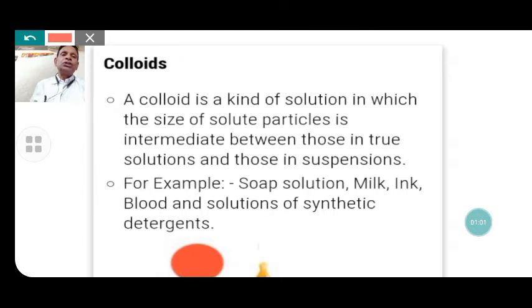For example, soap solution, milk, blood, and solution of synthetic detergent are examples of colloid. Soap solution, that is emulsion, milk, ink, blood solution are examples of colloidal, which is similar to the true solution, but it is not a homogeneous mixture. It is a heterogeneous mixture. We will discuss it.